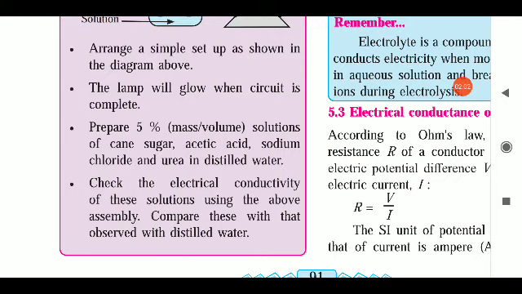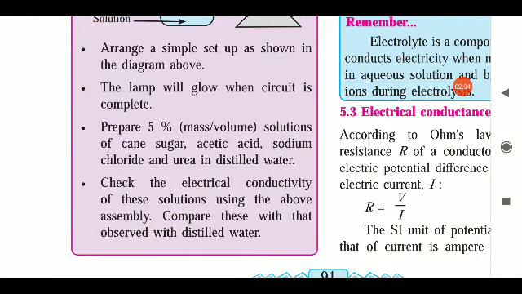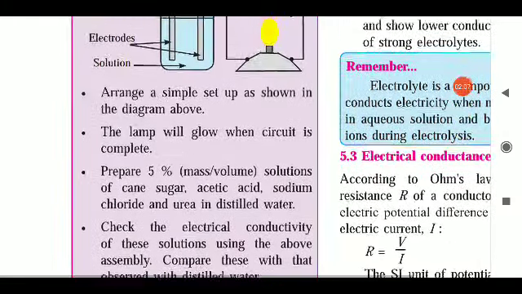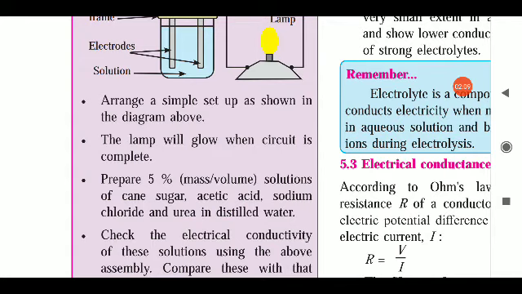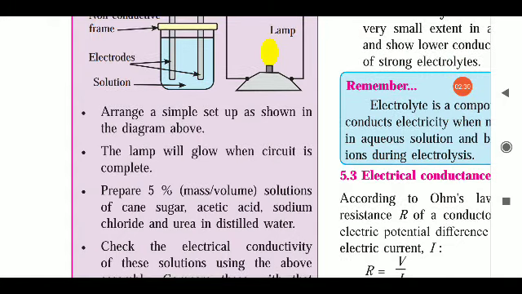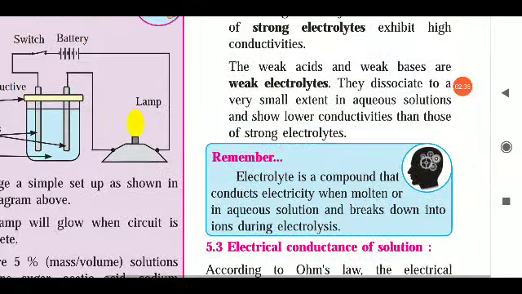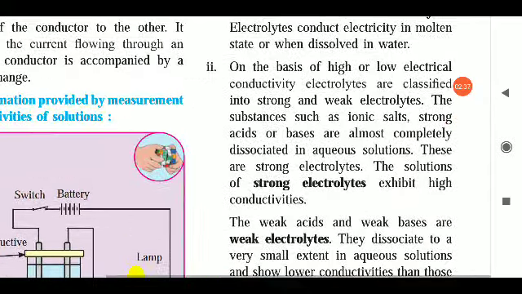Now when you are using different kinds of electrolytes, you will get different observations. If you are using sodium chloride, the electricity generated will be more, or we can say the lamp will glow with high intensity. If you are using urea, you will get a different observation. For distilled water, you will get different observations. For acetic acid and cane sugar, you will not get that much intensity of light. So these are the different observations which you are going to make.